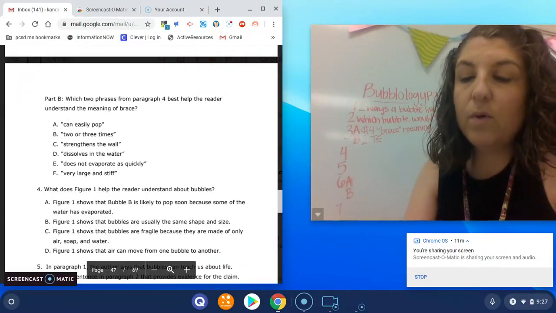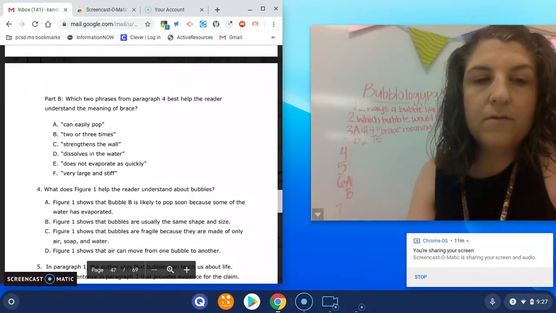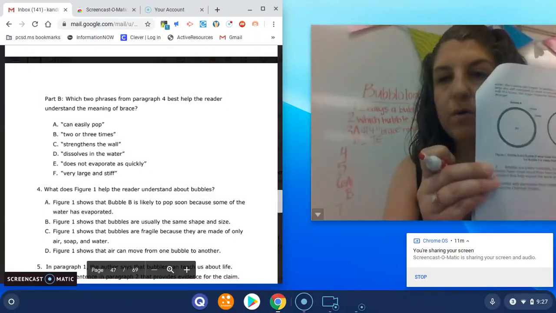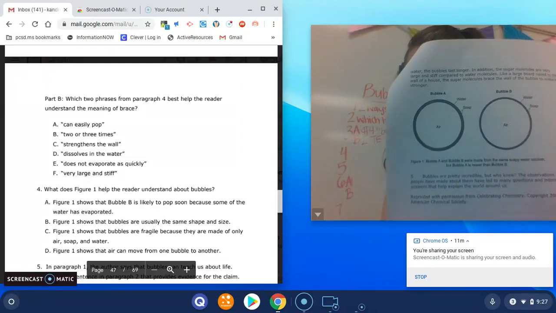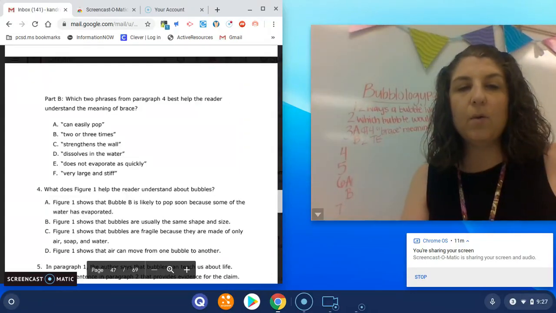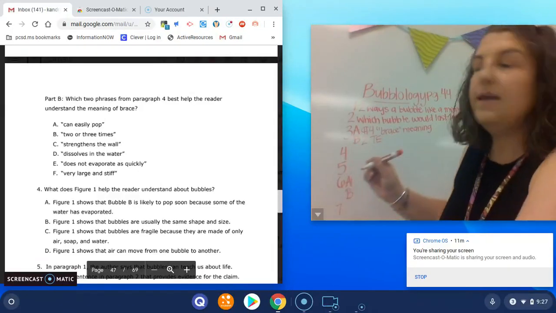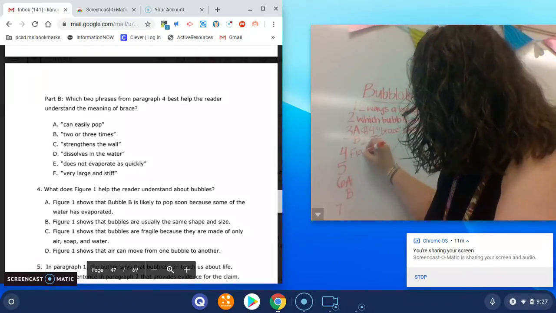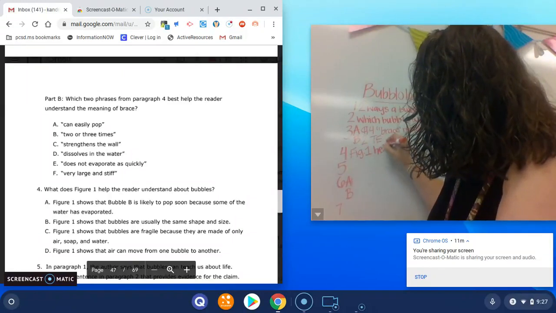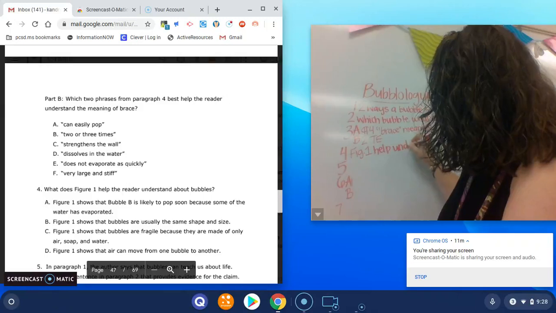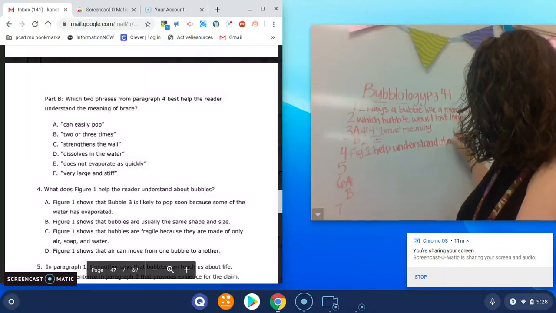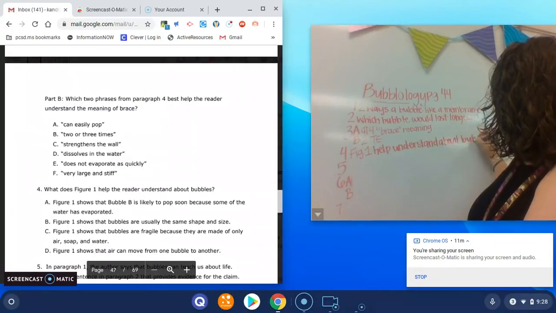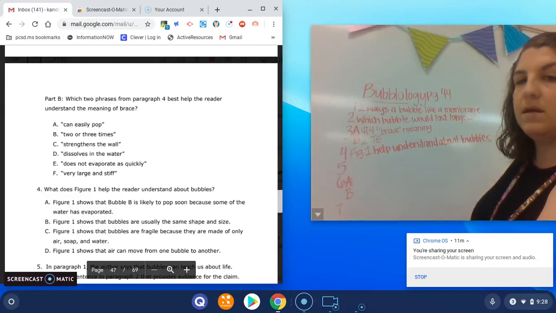Okay, number 4. What does figure 1 help the reader understand about the bubbles? Figure 1 is your image, which I'll hold up here. It shows bubble A and bubble B. This question wants to know, what does it help us understand? So figure 1 helps us understand about bubbles. I'll give y'all a second to get that.